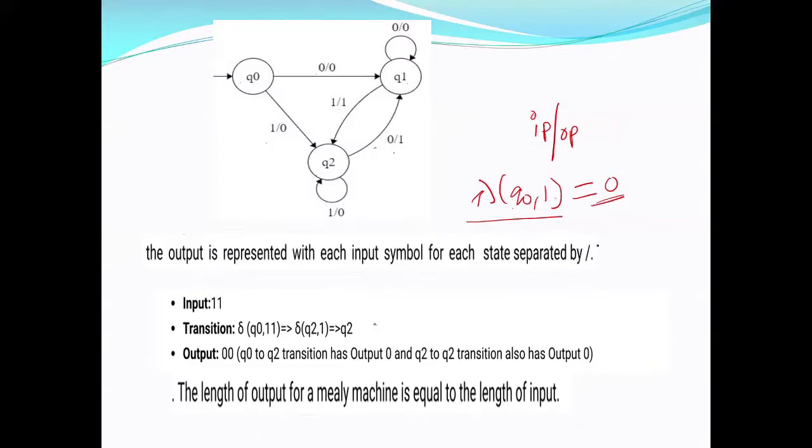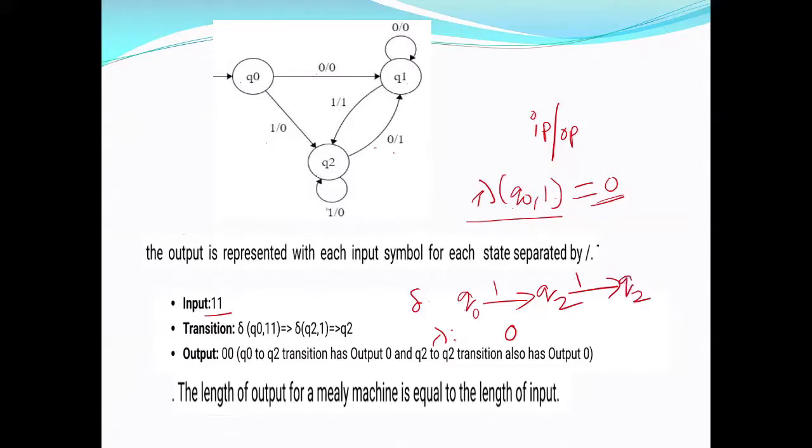Now you can give input and see what is your output. For example, it is giving 1 1. So q0 on 1, first I will see what is the transition. q0 on 1 goes to q0 and 1 goes to q2. This is delta. And lambda, if I see lambda, q0 on 1 goes to q2, output is 0. So you get 0. Then q2 on 1 goes to q2, q2 on 1 goes to q2.